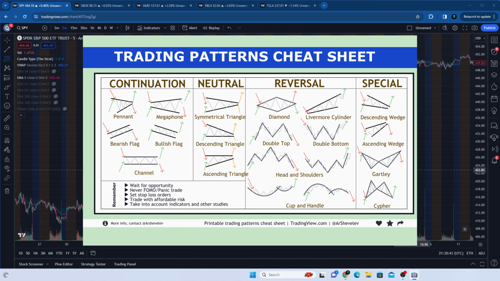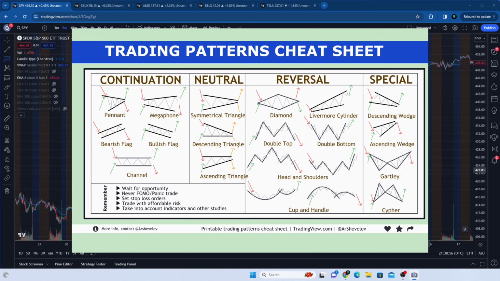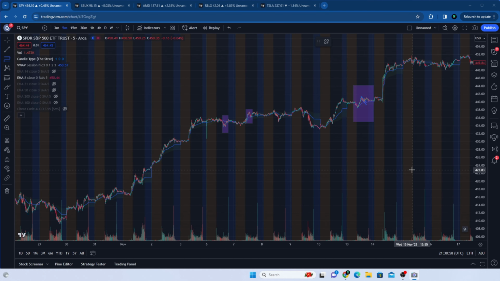Everybody and their mama can give you all the chart patterns. There's a bunch of videos on all the chart patterns, because there's a bunch of them out there, but not everybody is going to tell you which ones are the best, which ones are the most probable, and which ones are going to show up the most in your trading. Now, without further ado, let's go ahead and get into it.